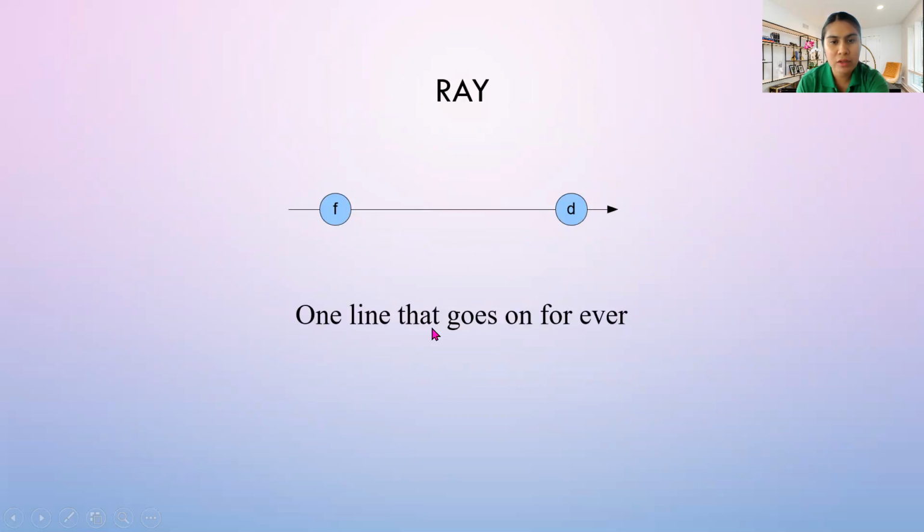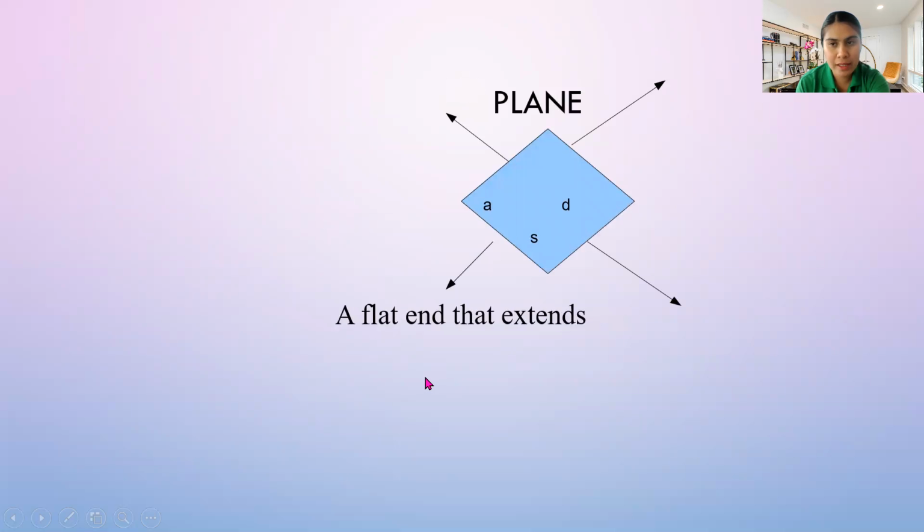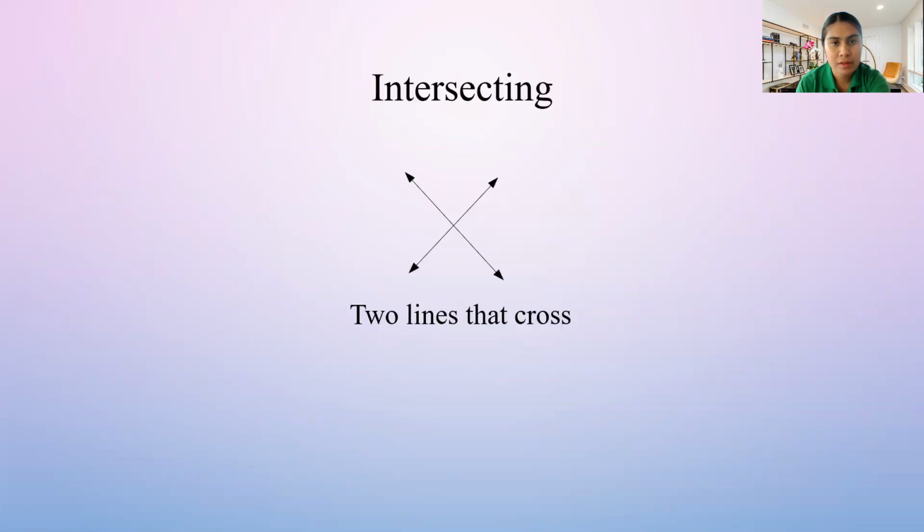Ray, one end of the line goes on forever. This one has an endpoint and the other goes on forever. Plane, a flat surface that extends. Intersecting lines, two lines that cross. So this is two lines crossing each other. It is called intersecting lines.